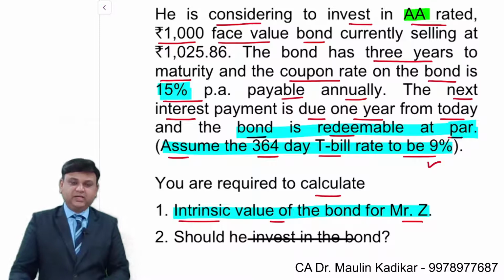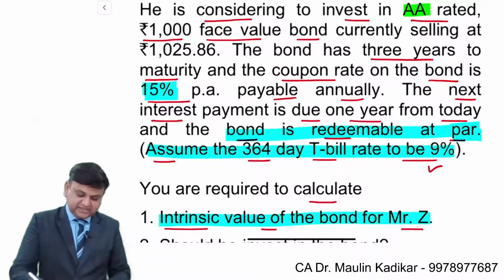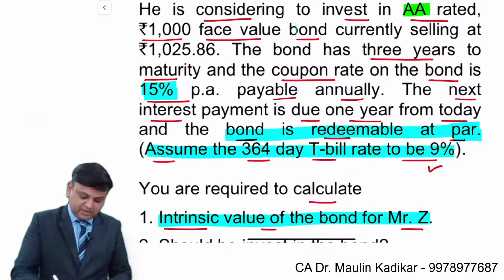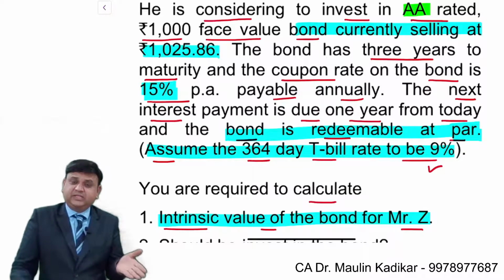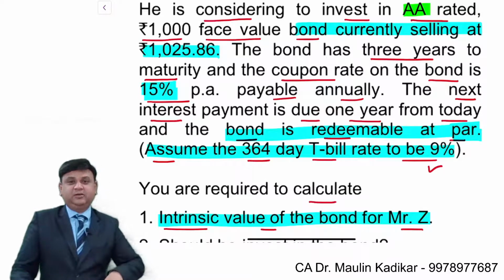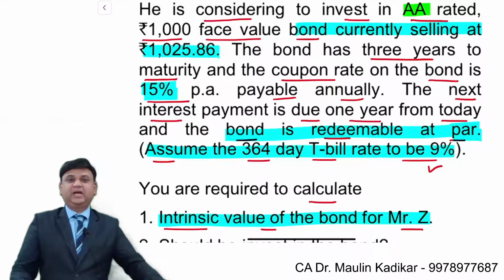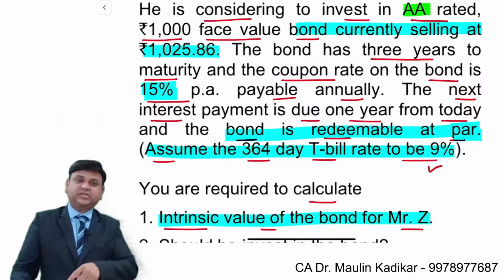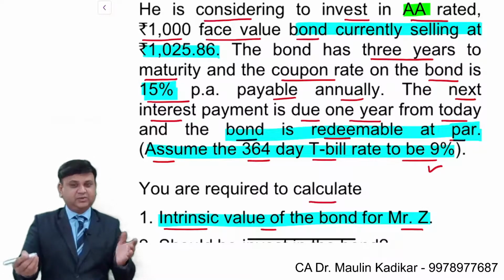So friends, importantly, the question is providing information about the price of the security. The question says that the bond is currently selling at 1025.86. So the current price is given in the question. Even though we are required to find the intrinsic value, that is the maximum price we are ready to pay, the price given in the question is the price prevailing in the market. That is what we understand.